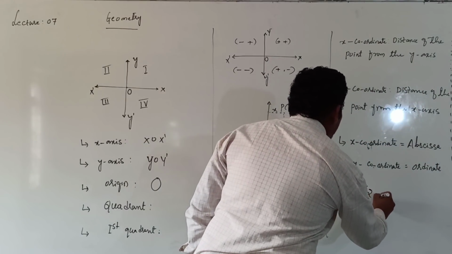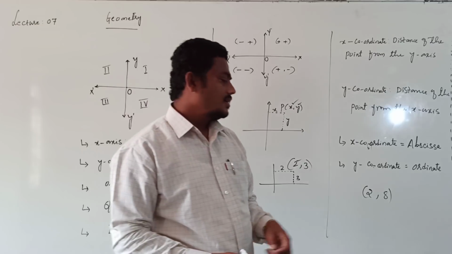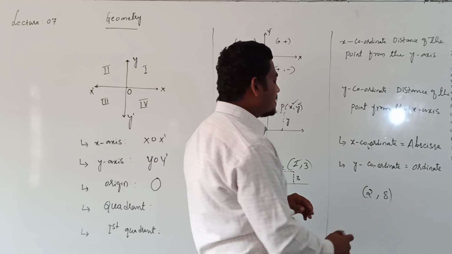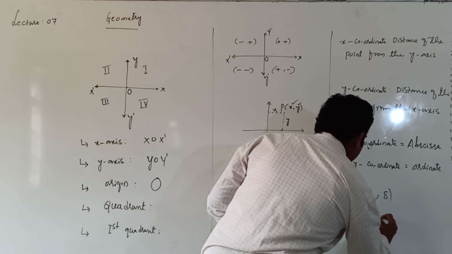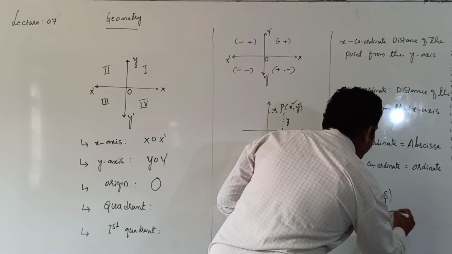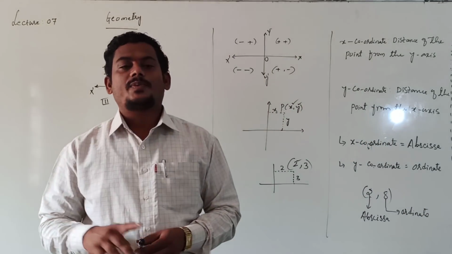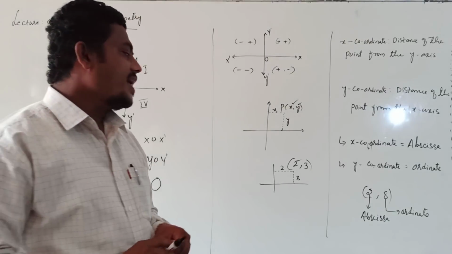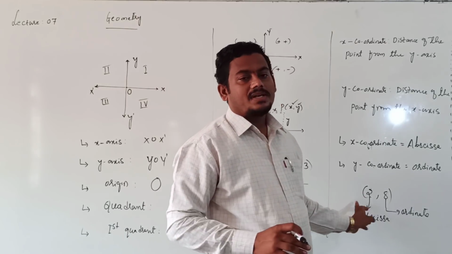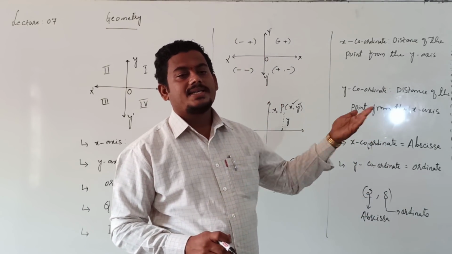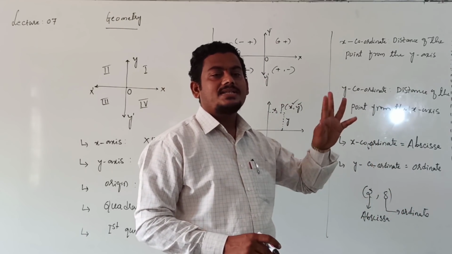Suppose the point is 2, 8. In this case, what is the abscissa of the point? The abscissa is the x coordinate, 2. The ordinate is 8. The x coordinate of the point is known as the abscissa, and the y coordinate is known as the ordinate. Ordinate means y coordinate, and abscissa means x coordinate.